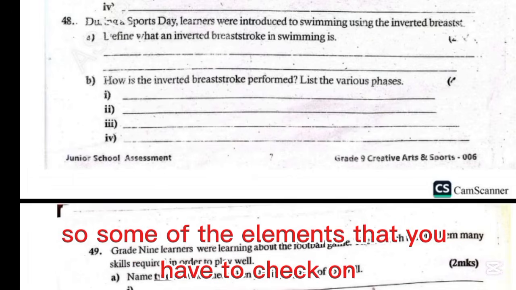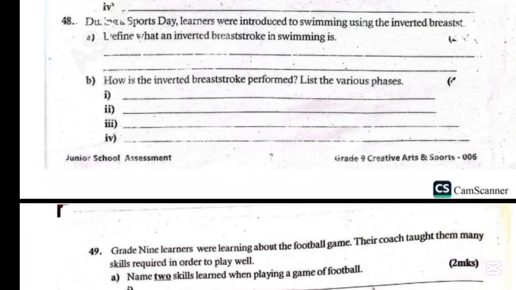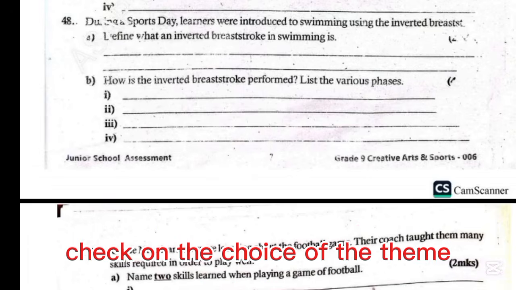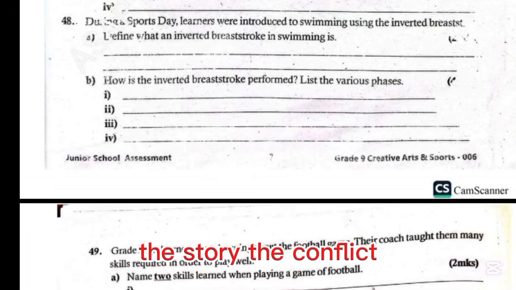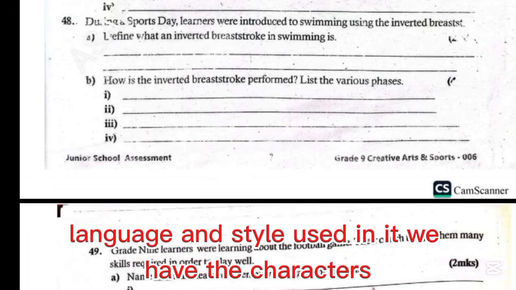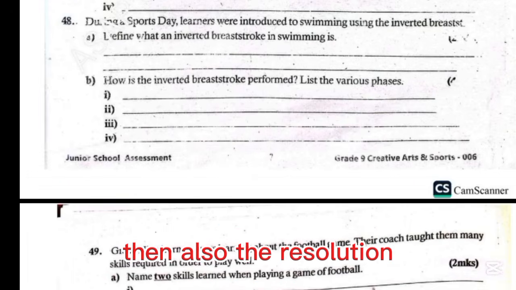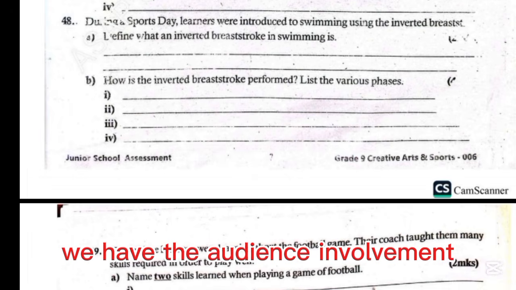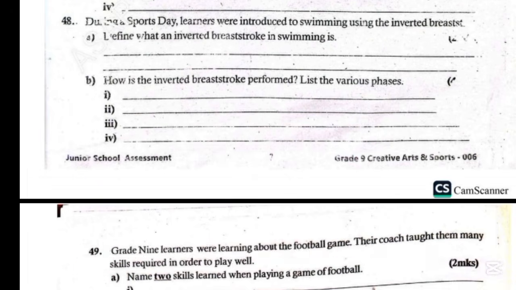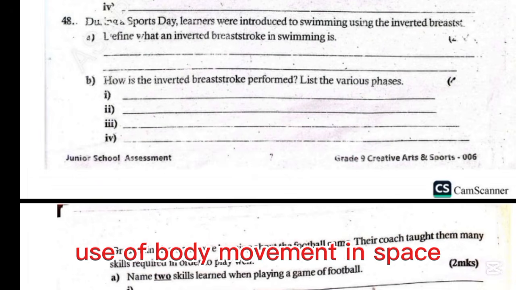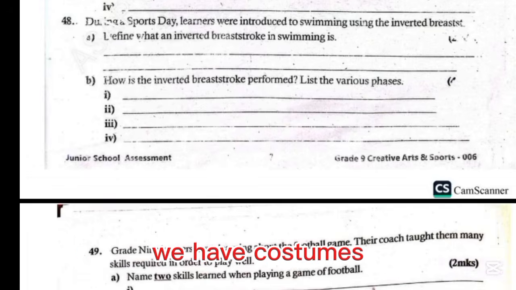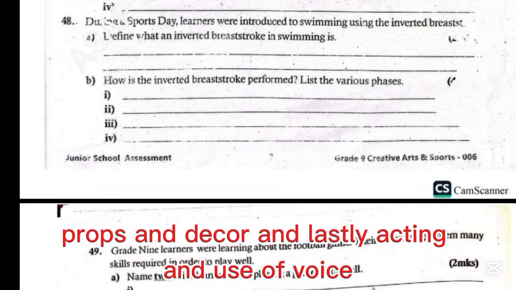Some of the elements that you have to check are the choice of the theme, the story, the conflict, language and style used in it. We have the characters, then also the resolution. We have the audience involvement, use of body movement in space. We have costumes, props and decor, and lastly acting and use of voice.